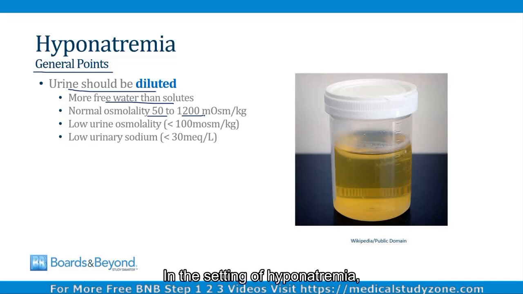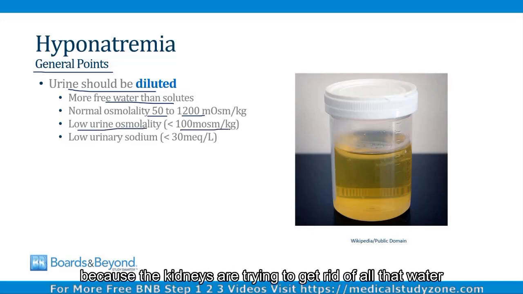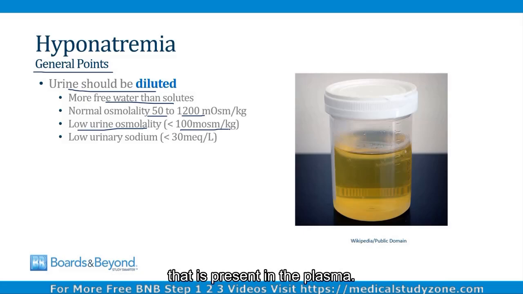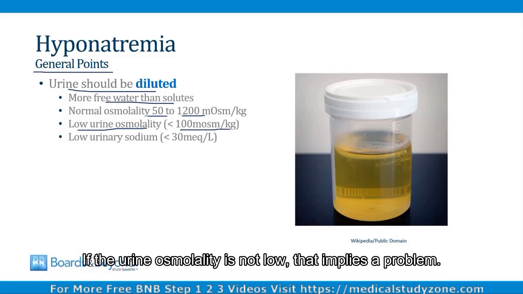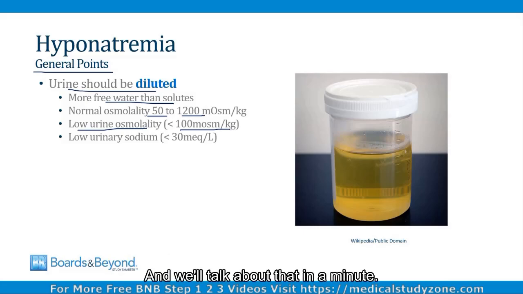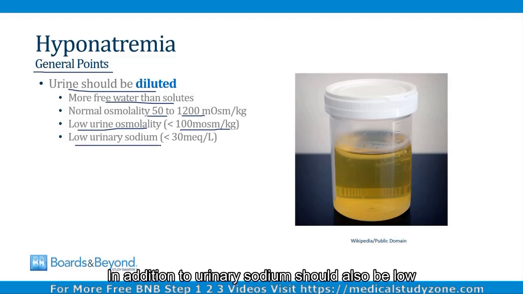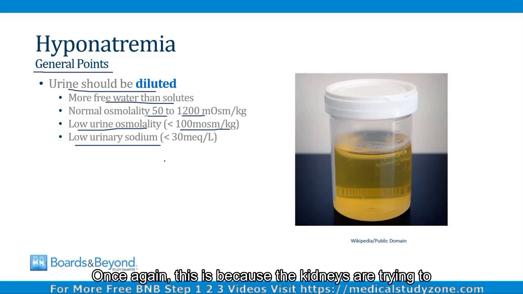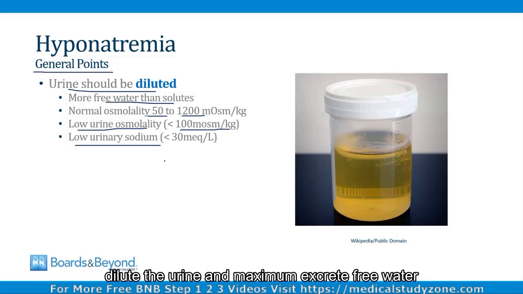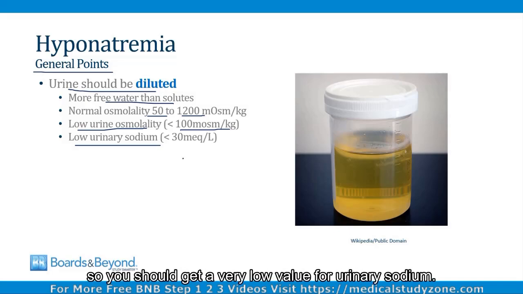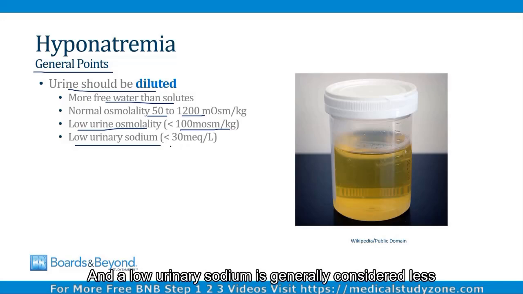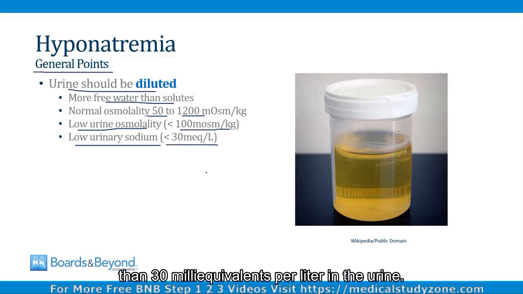In the setting of hyponatremia, the urine osmolality should be very low. It should be under 100 because the kidneys are trying to get rid of all that water that is present in the plasma. If the urine osmolality is not low, that implies a problem, and we'll talk about that in a minute. In addition, the urinary sodium should also be low in the setting of hyponatremia. Once again, this is because the kidneys are trying to dilute the urine and maximally excrete free water, so you should get a very low value for urinary sodium, and a low urinary sodium is generally considered less than 30 milliequivalents per liter in the urine.